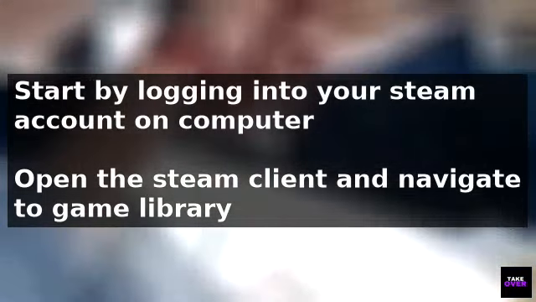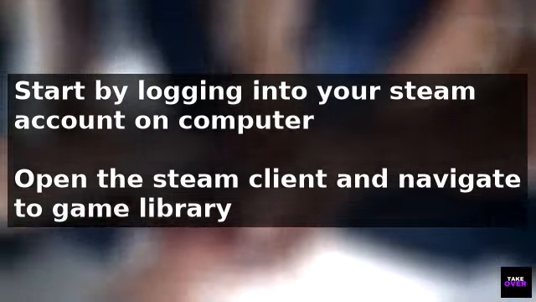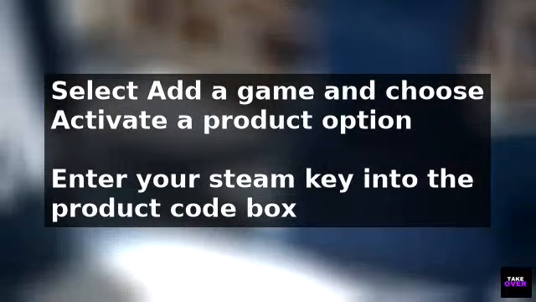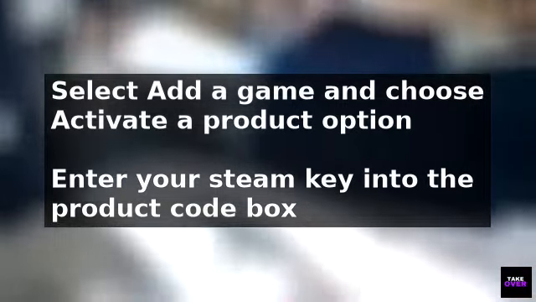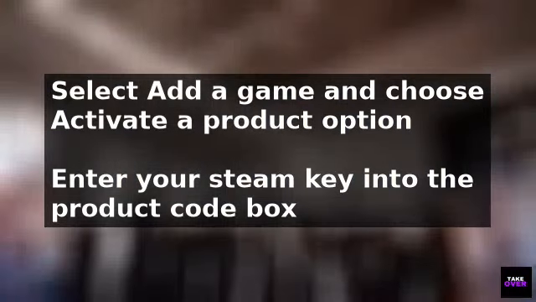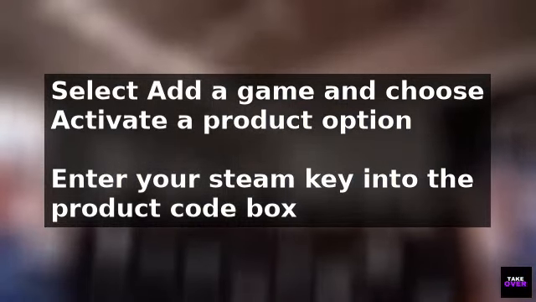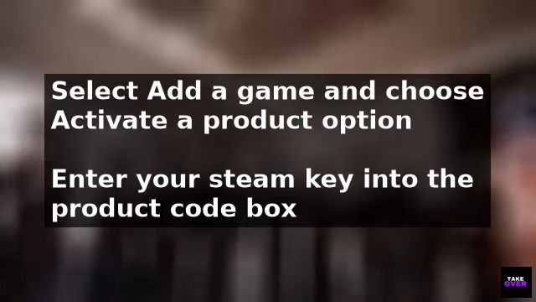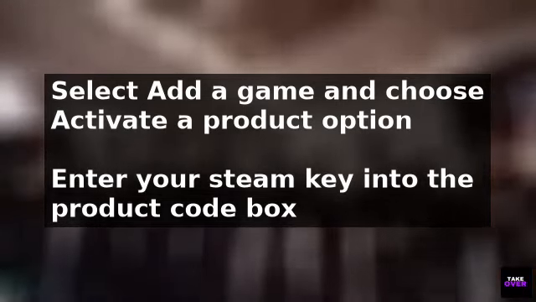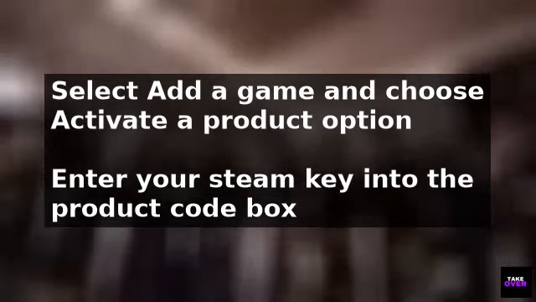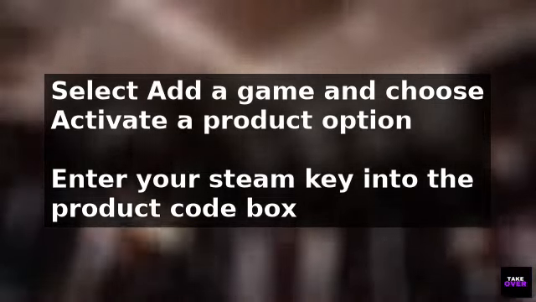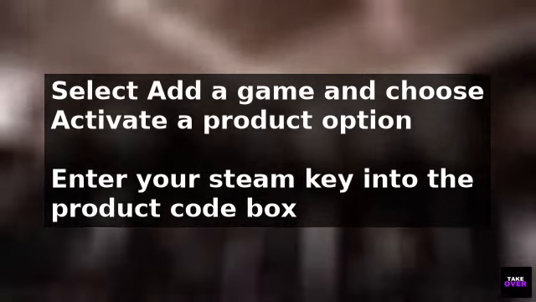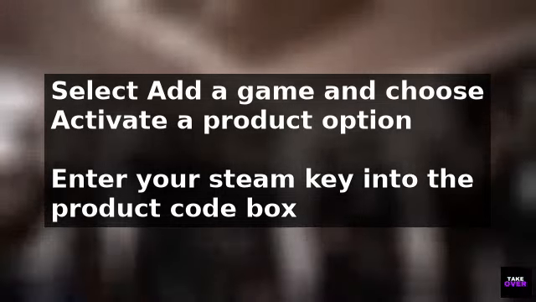A set of options will appear, and you should choose Activate a Product on Steam. You will then be prompted to enter your Steam key, which is usually a digital key if you've purchased the game online. Copy and paste the key into the product code box and click Next. Steam will ask you to review the game details before finalizing the process. And once you're satisfied, click Finish.